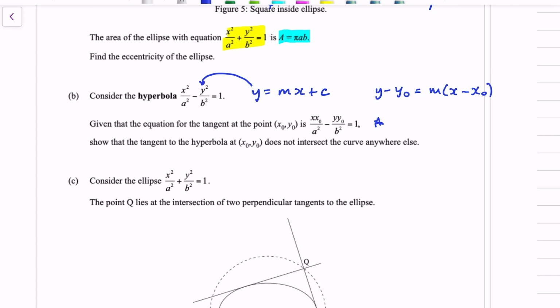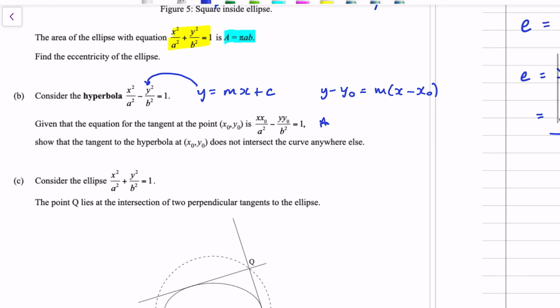Show that the tangent to the hyperbola at the point x naught, y naught does not intersect the curve anywhere else. Now, if you've got a hyperbola that looks like this, which is what an x squared minus y squared hyperbola looks like. This position here is a, this position is minus a, and we have a tangent at some point x naught, y naught.